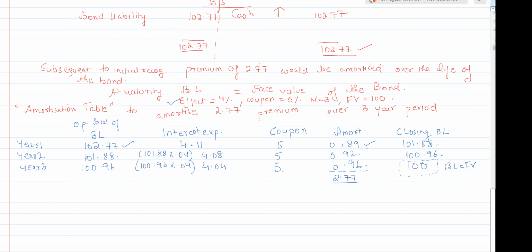Guys, basically what is happening is that we are amortizing the premium of $2.77 over a period of 3 years, and we are amortizing it in such a way that at maturity the bond liability equals the face value of the bond. And why should bond liability equal the face value? Because at maturity the issuer is liable to pay only the face value of the bond to the investor, right? He is only liable to pay $100, which is the face value. He is not liable to pay the issue price or any other amount for that matter.